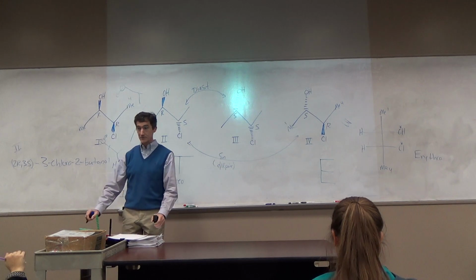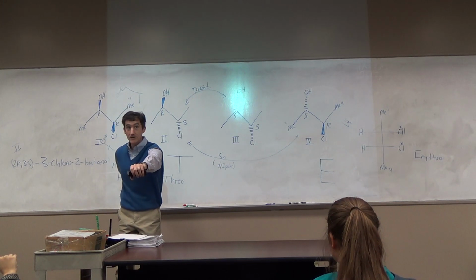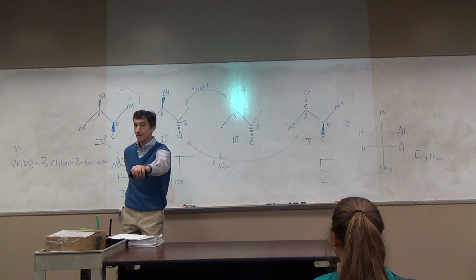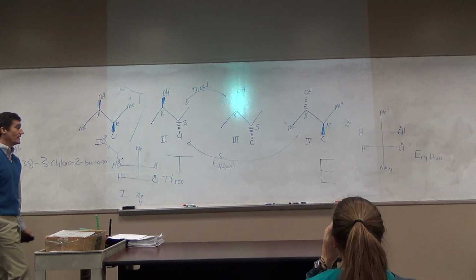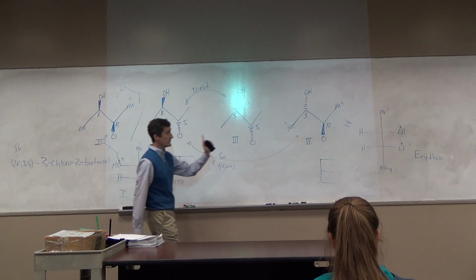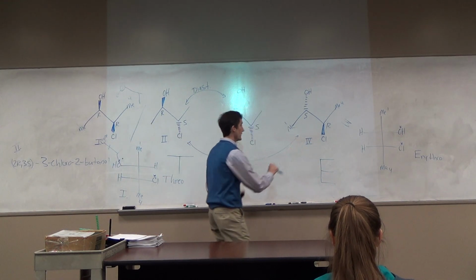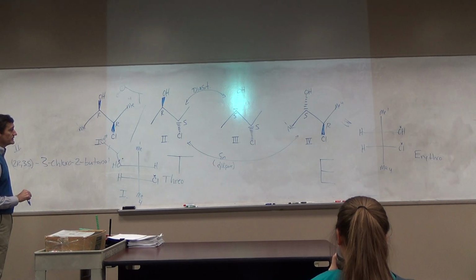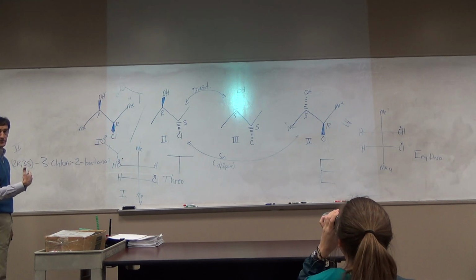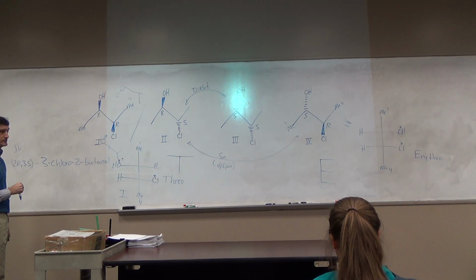If you look in the mirror and you see trans, let me know because we're going to have a strange mirror or something. The mirror image of cis is not trans. The mirror image of cis is cis. The mirror image of threo is threo. The mirror image of erythro is erythro. Okay? But that's terminology that can be used to help identify your Fischer projections.